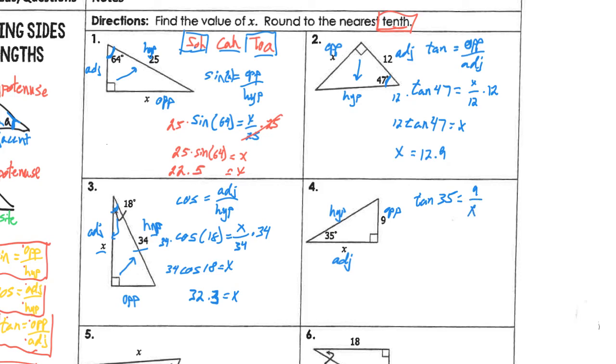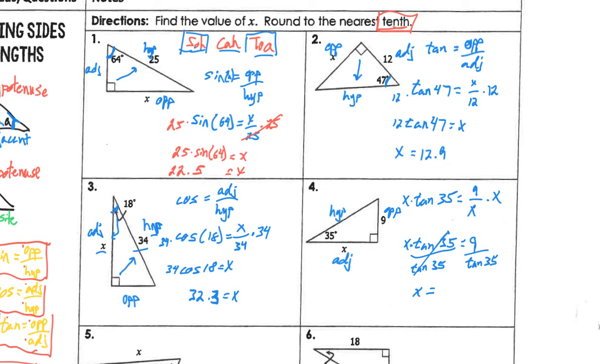When your x is in the bottom, you have to multiply by the x to get it out of the denominator. So multiply both sides by x. I'm just going to leave x tangent 35 equals 9. Okay, this x tangent is x times tangent, so we just have to divide by the tangent of 35. Tangent 35 would just be a number, so I can divide by any number. So that's going to cancel that. And x equals, now I grab the calculator and just type in 9 divided by tangent 35. And I've got my answer.